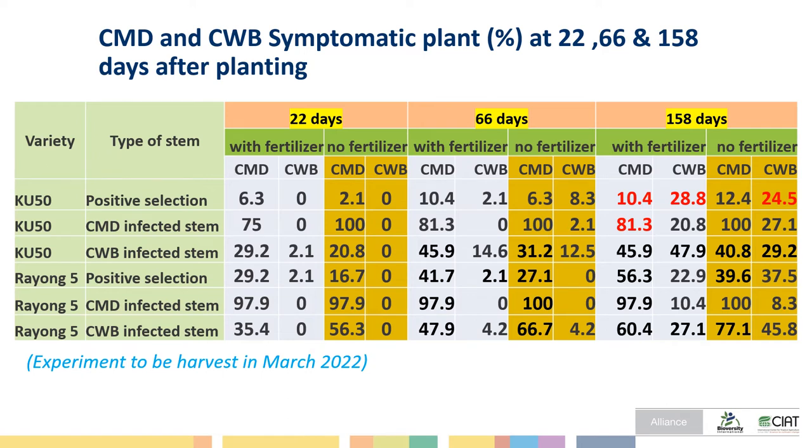We also look at KU50 with the cassava witches' broom affected stem, which increased from 29.2 to 47.9. So the percentage of symptomatic plants increases with time for Rayong 5 also. From this result, we don't see any trend with fertilizer and without fertilizer plots, but we will do this experiment for another year.